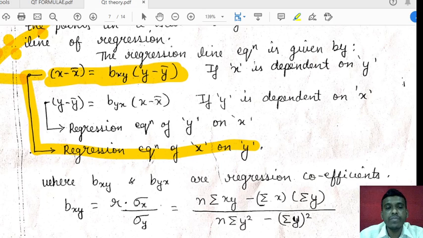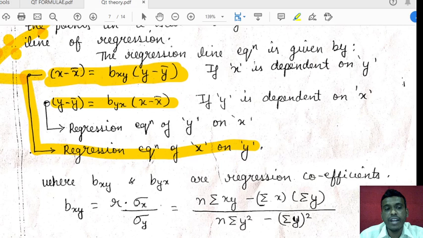Similarly, what is that something we are multiplying by? A regression coefficient, that is bxy. Here also x is coming before y. So this is nothing but the regression equation of x on y. Now what about the next equation, that is, y is dependent on x. Y dependent on x means y comes first, so y minus y bar comes first, equal to something multiplied by x minus x bar. Y is coming before x.